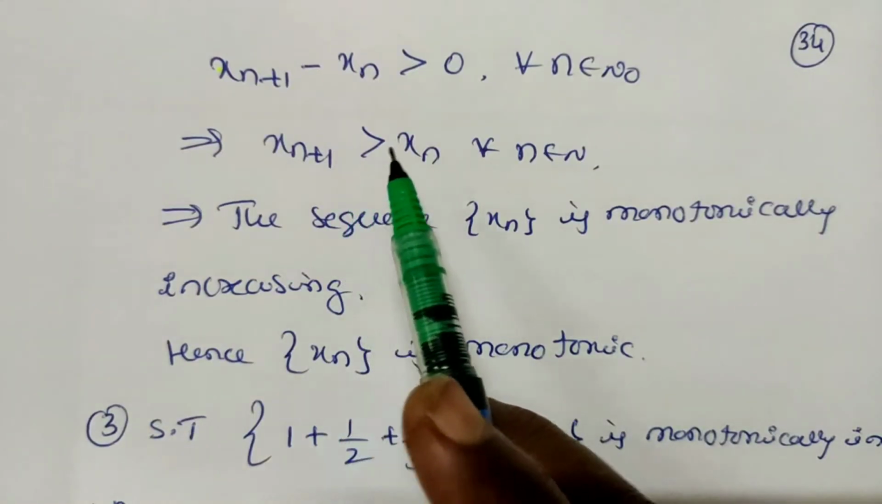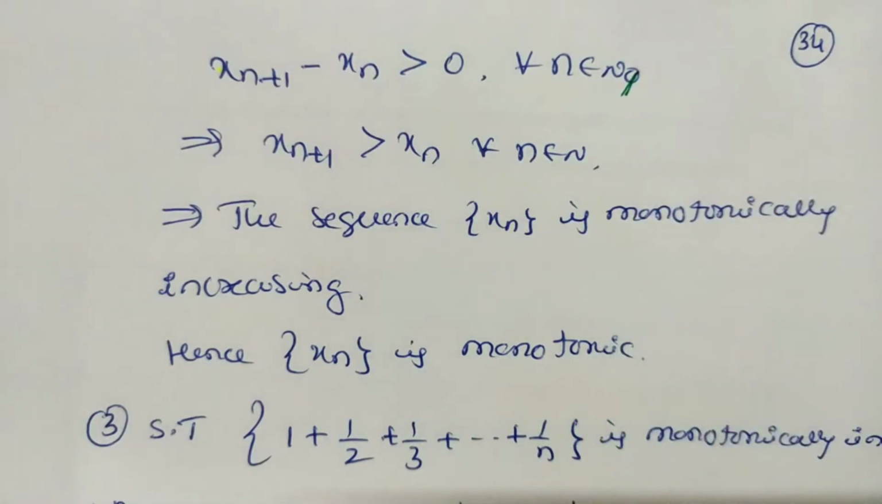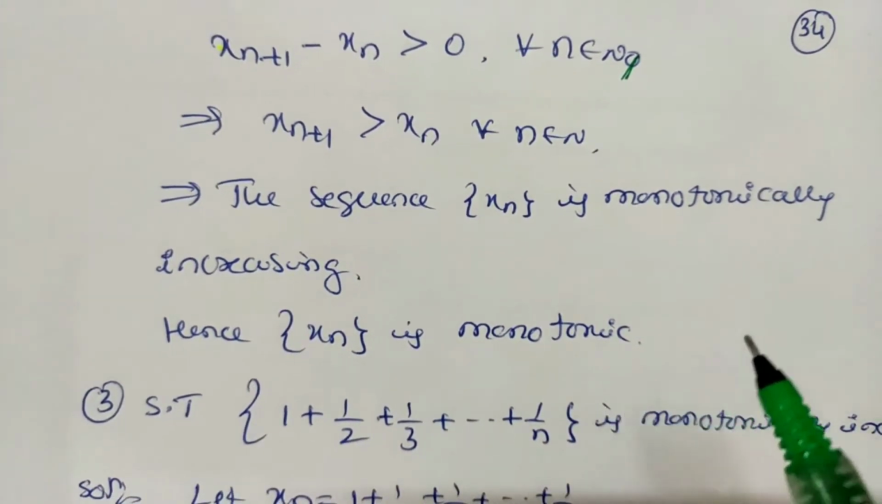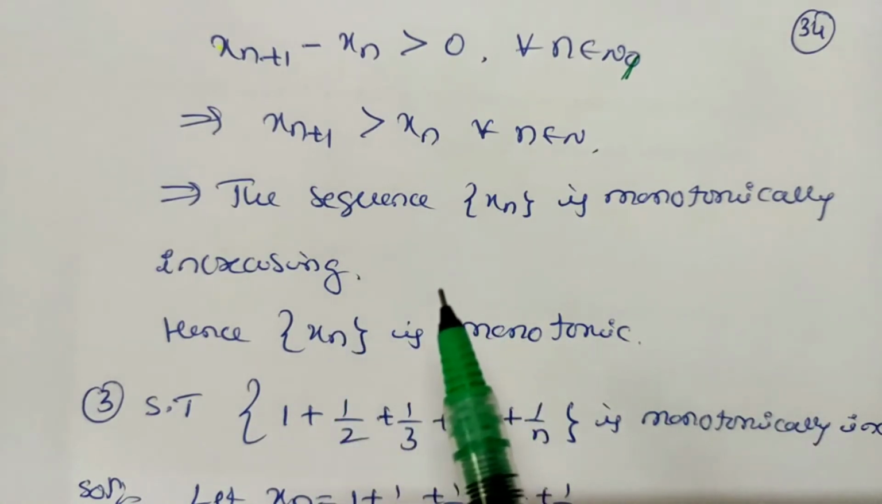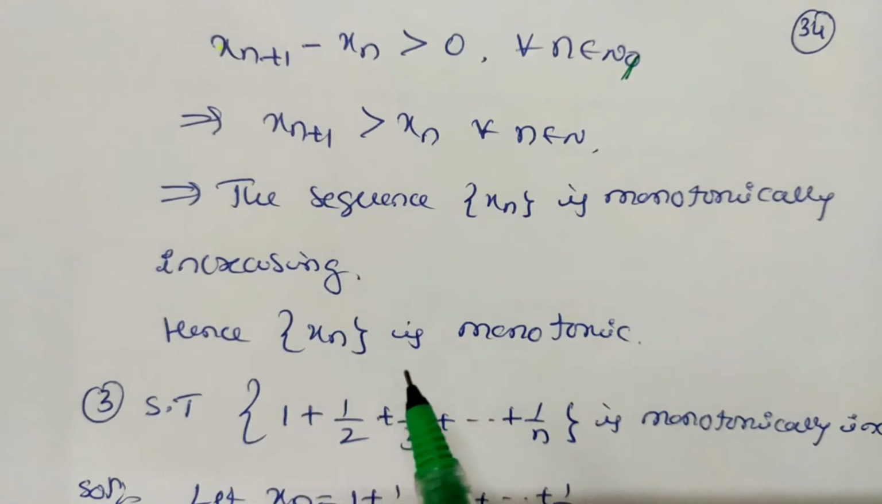Xn plus 1 minus xn is greater than 0 for all n. So this implies xn plus 1 is greater than xn for all n belonging to N, and this implies the sequence xn is monotonically increasing. Here xn plus 1 is greater than xn, so it is monotonically increasing. Hence we can say that the sequence xn is monotonic again.